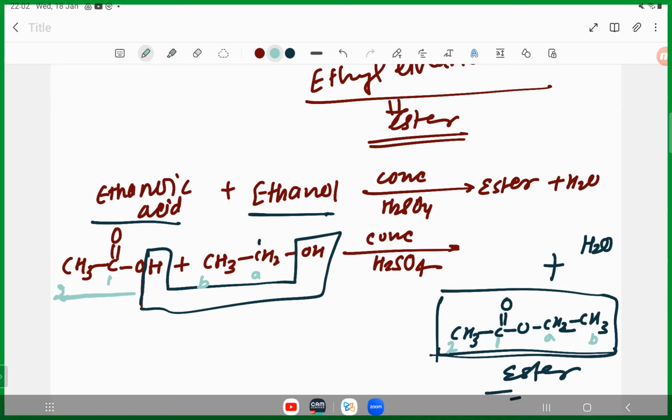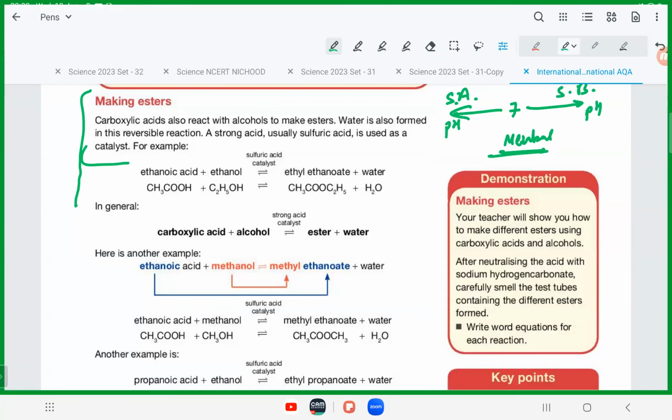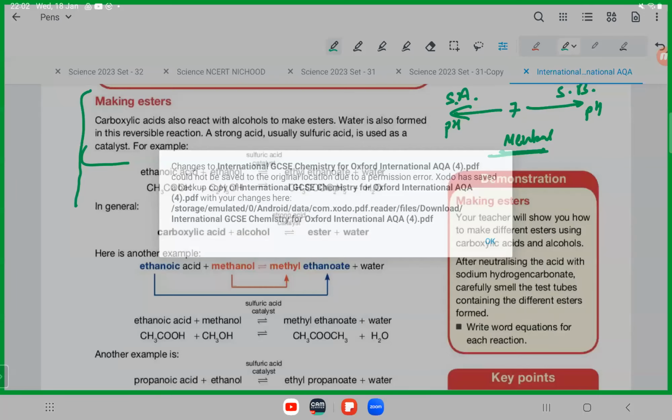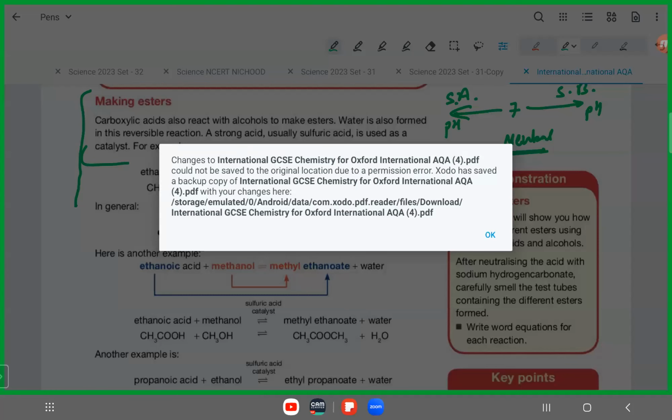Now you can see the same reaction here. Ethanoic acid and ethanol, so it is giving the reaction. Carboxylic acid plus alcohol is giving ester plus water. Are you able to understand this reaction?